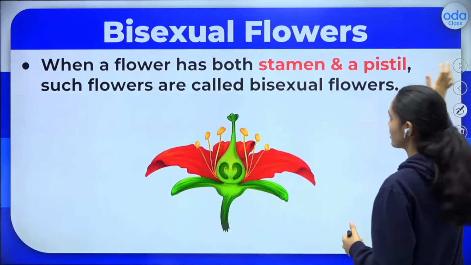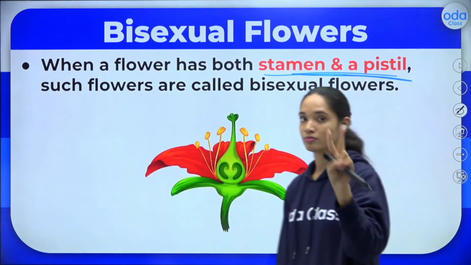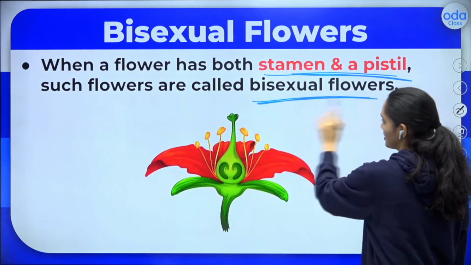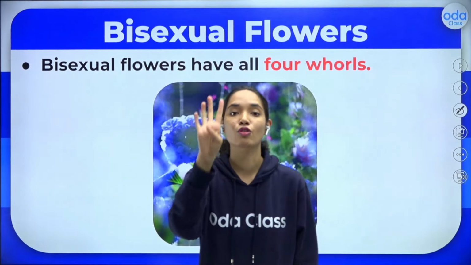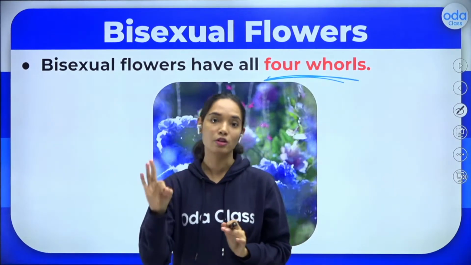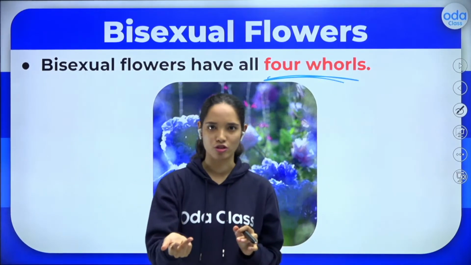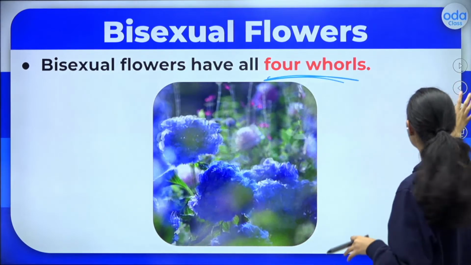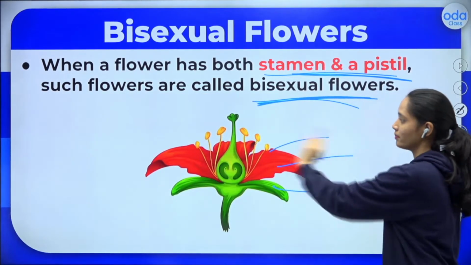So, what about a bisexual flower then? When a flower has both stamen and pistil, bi means two, such flowers are called bisexual flowers, and these bisexual flowers have all the four whorls. In a monosexual flower, you will only find three whorls because it contains only one reproductive part. That means it will have calyx, corolla, androecium, or it will have calyx, corolla, gynoecium. But in a bisexual flower, you will find all the four whorls: calyx, corolla, androecium, and gynoecium.